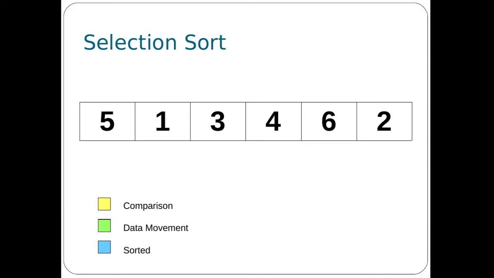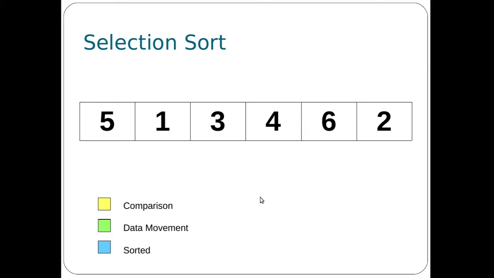So here is an example. We are given an array or list of items which is in unsorted form, and our task is to sort them by using the selection sort algorithm, or selection sort process. In this example, different colors are used: light yellow for comparison, light green for data movement or swap, and blue to represent the sublist that has already been sorted.